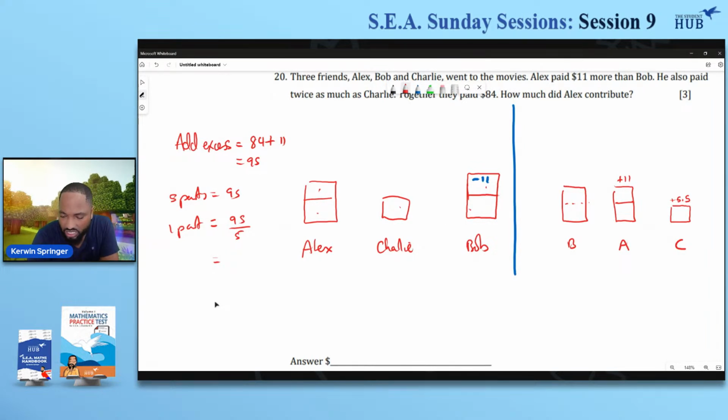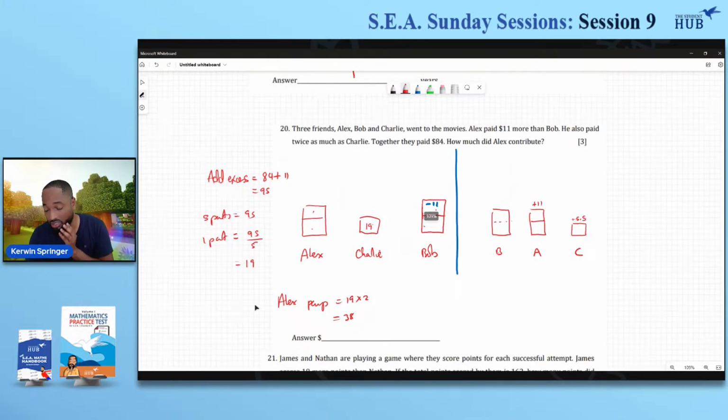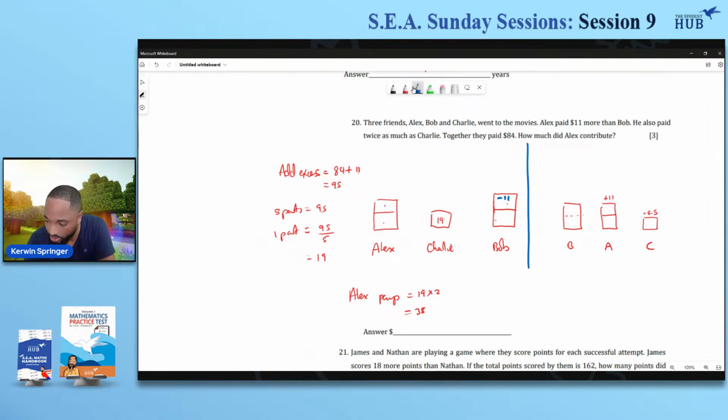Feeling a little messy on this question. 95 divided by 5 is 19. So this is 19. So Alex gets 19 times 2, which is 38. And I can work it back out and verify, which is the sweet part for these questions. I feel like this is one I want to work back out to verify. I would save time in the exam to definitely verify this one.